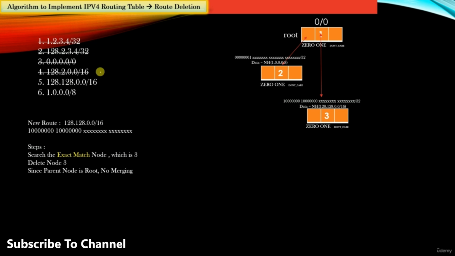Then coming to the route number 5, compute the effective prefix of the route 5 and trigger the exact match route search algorithm, which would give you the node number 3. Alright, and now we will simply delete the node number 3, and since the parent of the node 3 is a root, therefore there is no need to execute the merge algorithm. So the final M-try data structure would be the following. As simple as that. And this completes the deletion of the route number 5.